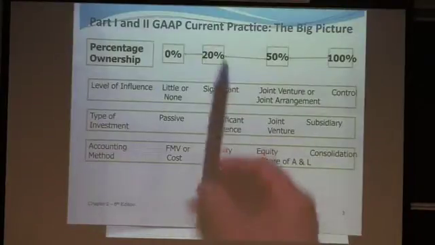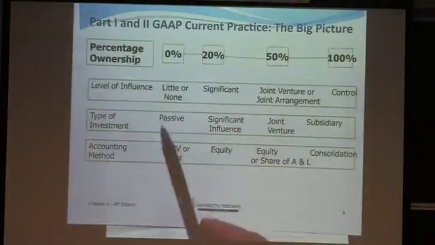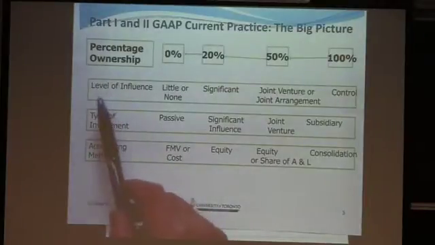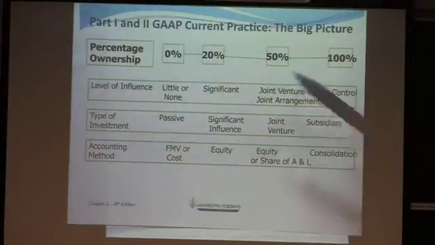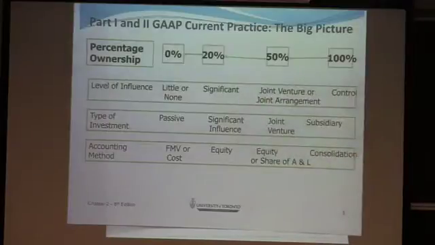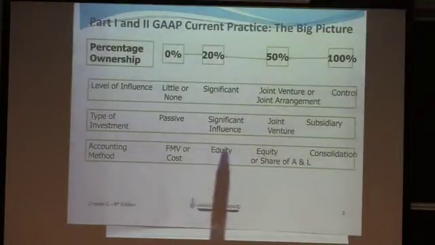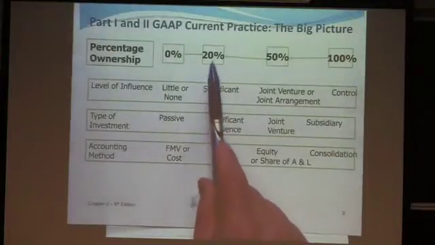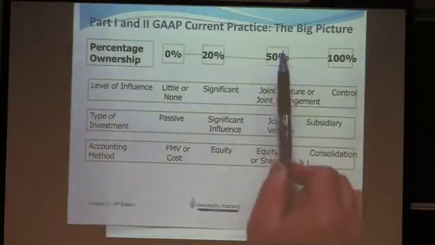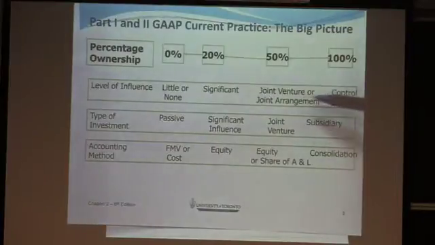Now, when you get between 20 and less than 50, you are considered to have a significant level of influence. That means you don't have control, but you do have the ability to influence their operating, financing, and investing activity. That's essentially what happens when you own 20 to 50. Now, when you own 50%, you're considered a joint venture or a joint arrangement.